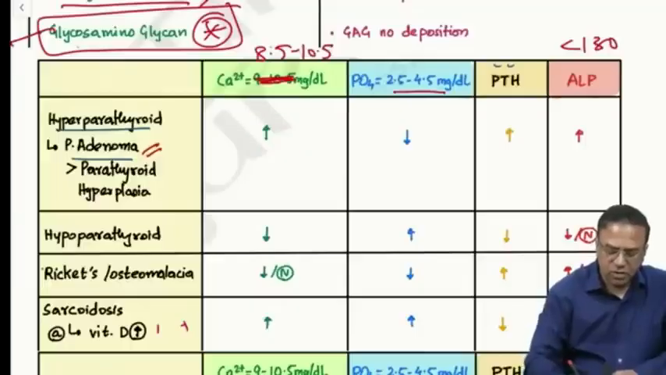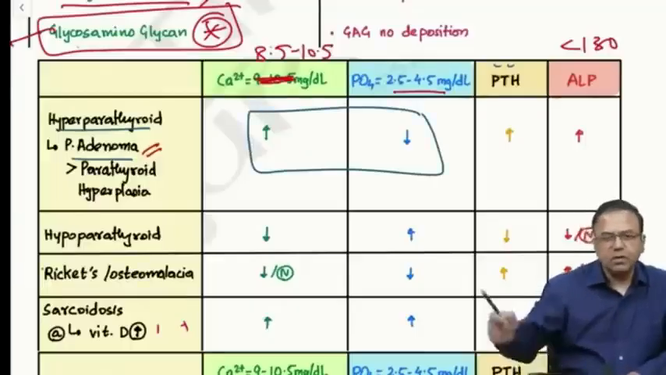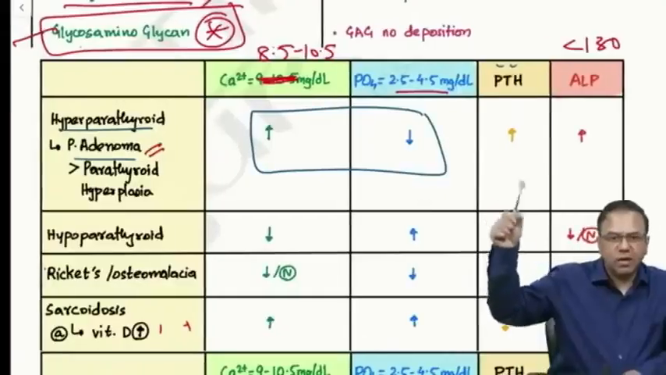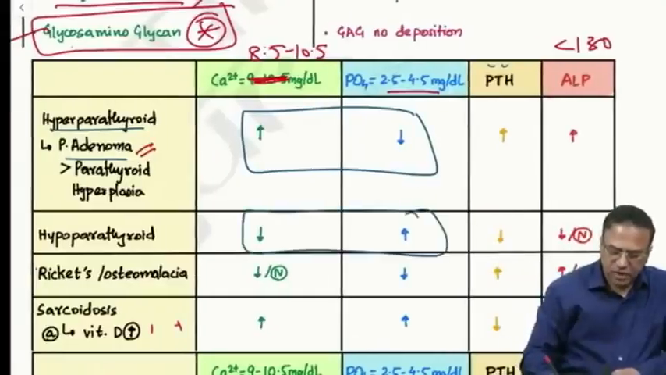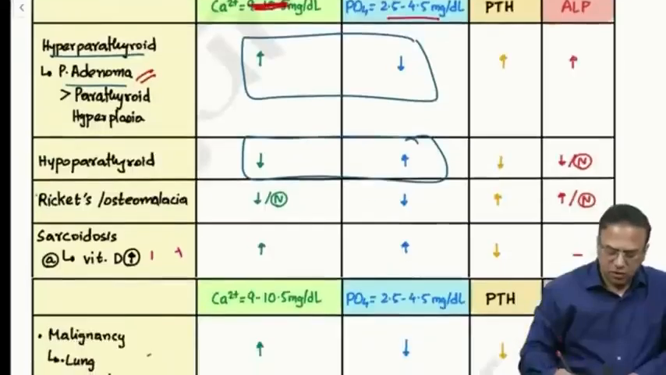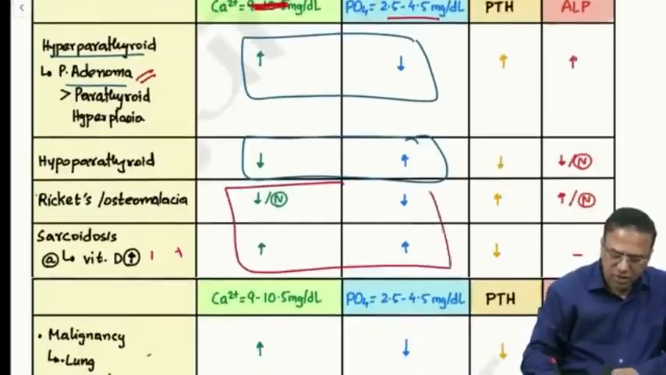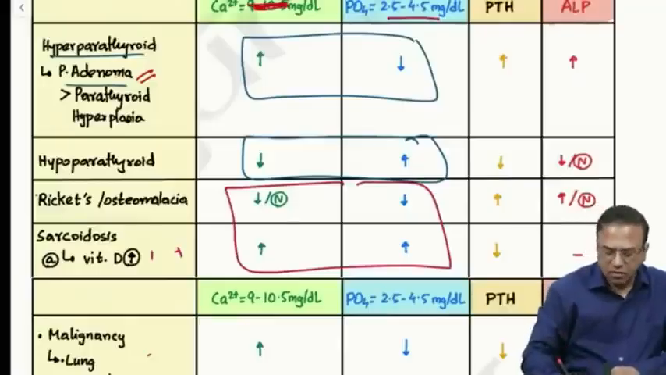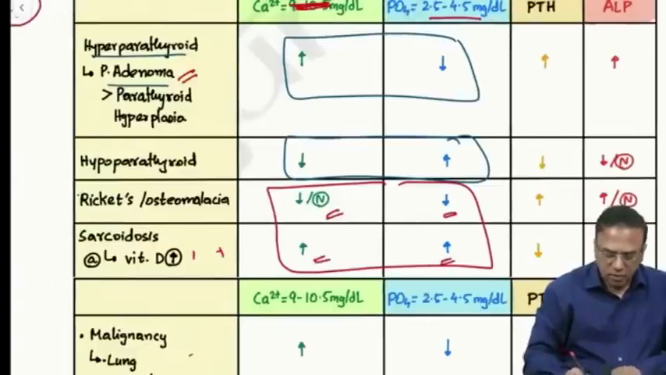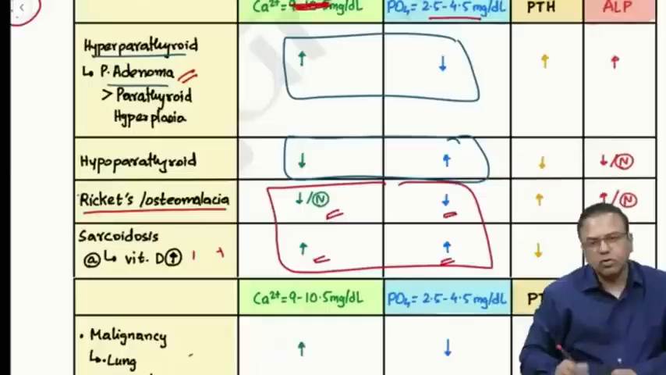The rule is whenever you see calcium and phosphate going in opposite directions, it's a parathormone problem. So calcium high, phosphate low is hyperparathyroid. Calcium low, phosphate high is hypoparathyroid. If you find that calcium and phosphate are moving in the same direction, it's a vitamin D problem. If both are decreasing or both are increasing, it's a vitamin D problem. Now vitamin D deficiency is rickets and osteomalacia.